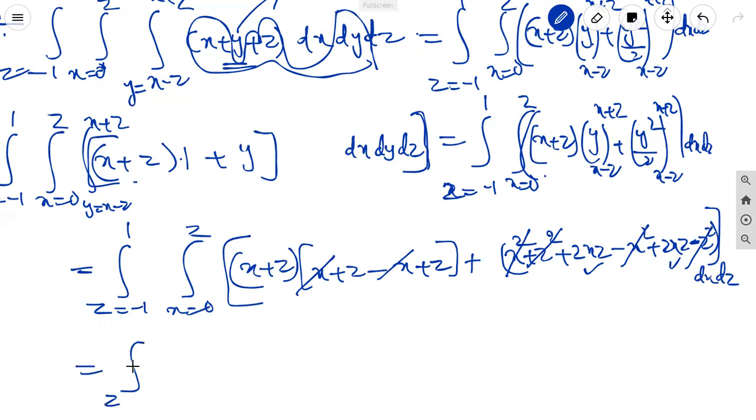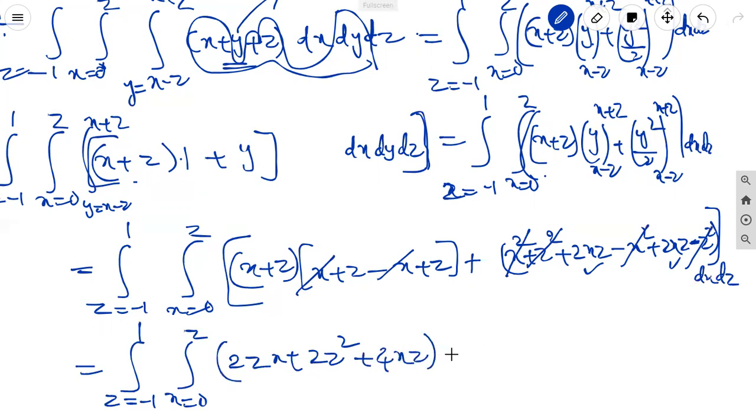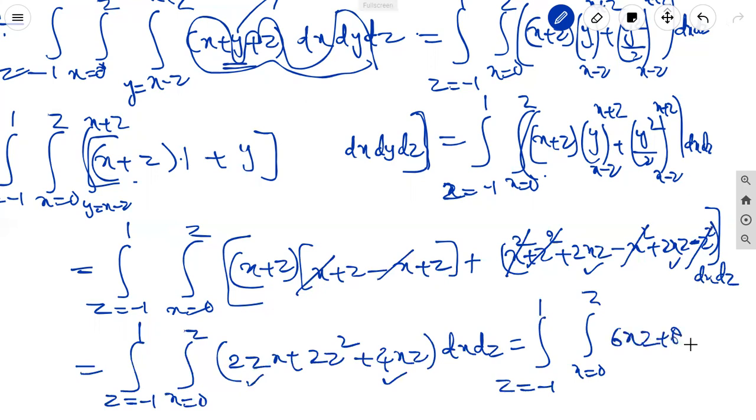This is equal to integral z equals -1 to 1, x equals 0 to z, 2zx plus 2z square plus 4xz into dx dz. It is equal to integral z equals -1 to 1, x equals 0 to z, 4xz plus 2xz, that is 6xz plus 2z square, into dx dz.